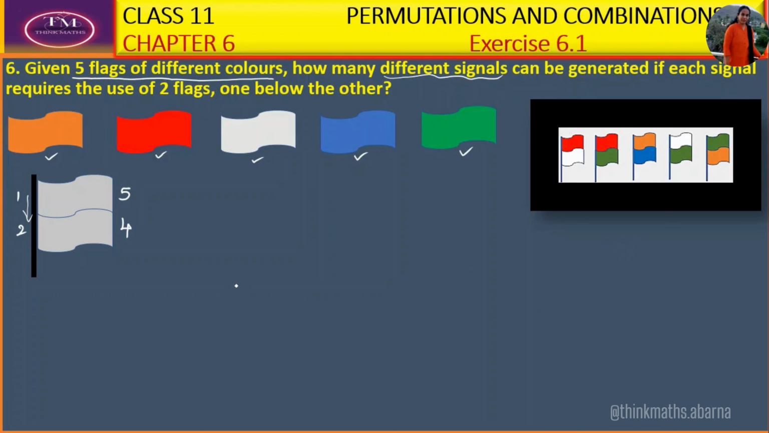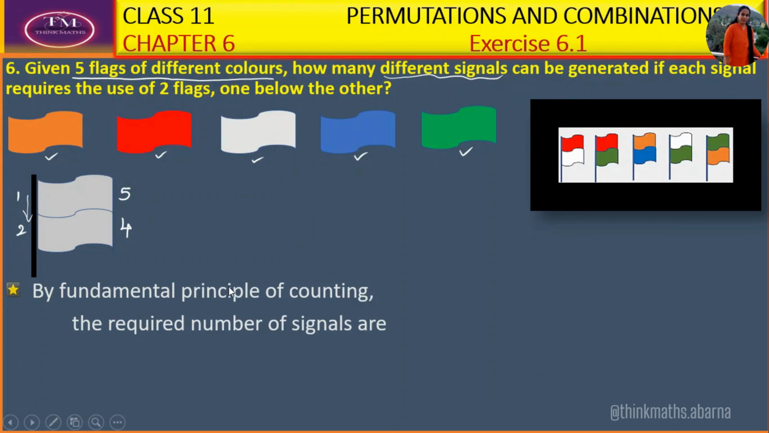Let us find out how many types of flags we get using the fundamental principle of counting. So the required number of signals is 5 into 4. You have 5 options for the top part and 4 options for the bottom part. So the answer is 5 into 4, which is 20 ways. This is just an example, I have shown just 5 flags. The flags will be looking like this. So like this, you have 20 different types of signals. Okay, clear? Very easy.